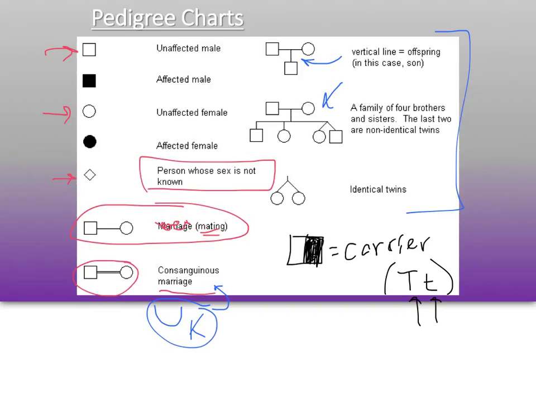And then you also have twins. I'm really not worried about this. I won't ask you any questions specifically about twins. But this top one is the way you would write non-identical twins, and this is how you draw identical. But again, I won't ask you any questions about that.